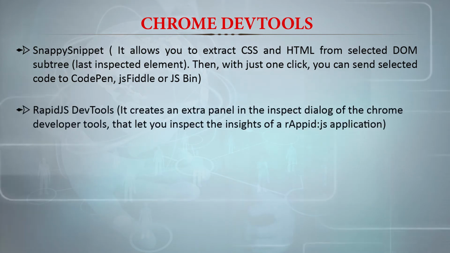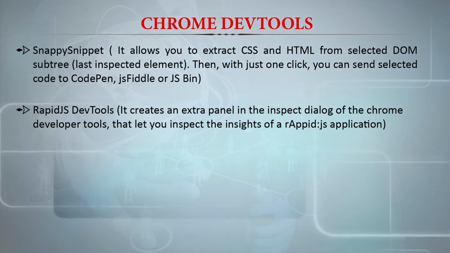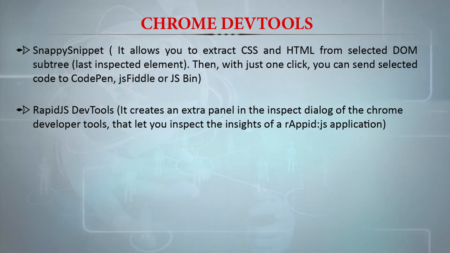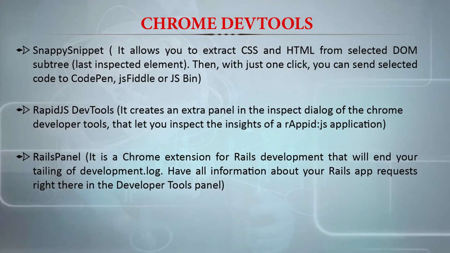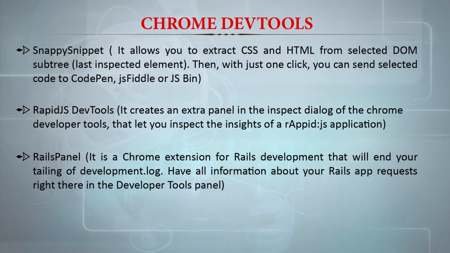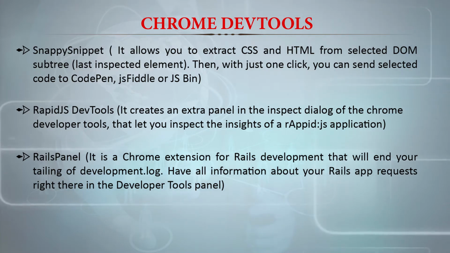RapidJS Developer Tools creates an extra panel in the inspect dialog of the Chrome Developer Tools that lets you inspect the insides of a Rapid.js application. Rails Panel is a Chrome extension for Rails development that will end your tailing of development.log. It has all the information about your Rails app requests right there in the Developer Tools panel.